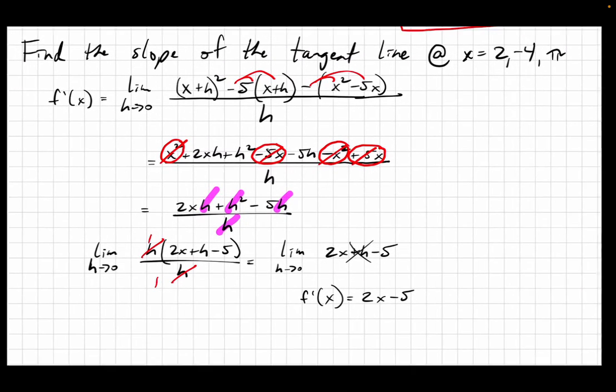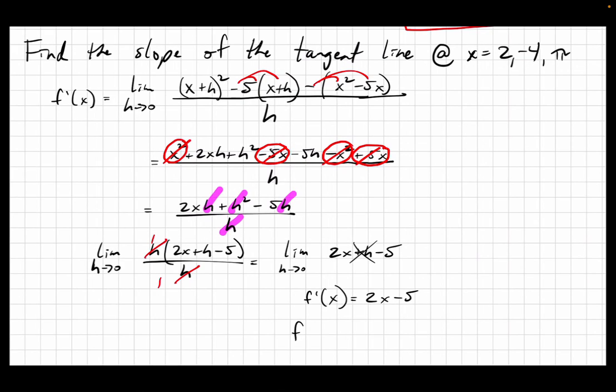Once you've done that, plug in your numbers. So what are the 3? 2, -4, and pi. So f prime of 2 equals 2 times 2 minus 5, which is -1.